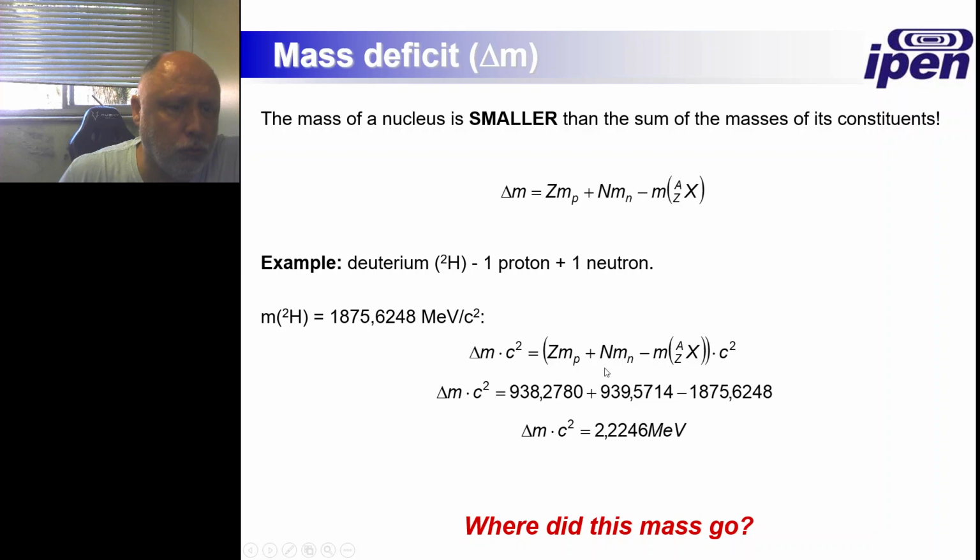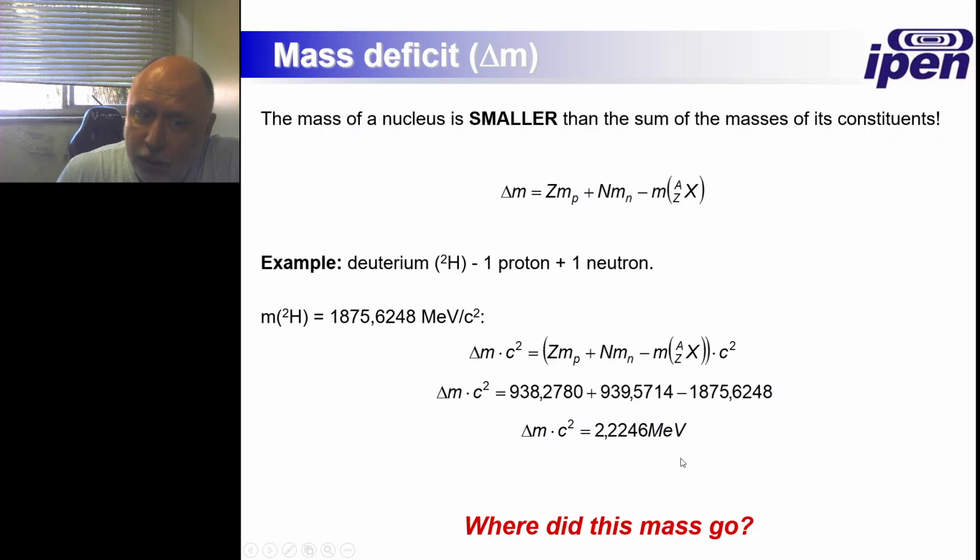Here's the mass of the neutron times the number of neutrons, which is 1 also, and then we sum it and then subtract the mass of the deuterium itself. And we discover that the deuterium weighs more than 2 mega electron volts per c squared less than the sum of its constituents. Right? This is what we call mass deficit.